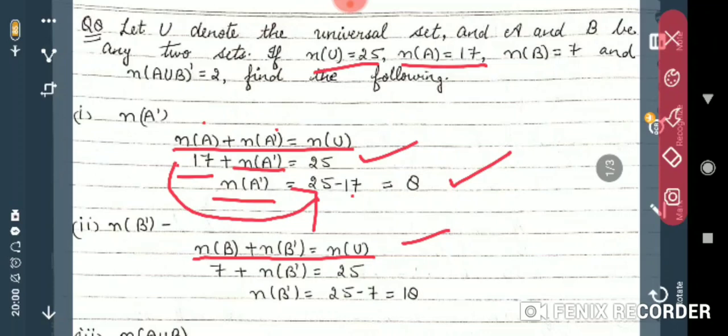Understood? Now the next question, you have to find n(B complement). Similarly, n(B) plus n(B complement) equals n(U). When you add both these, you will get the universal set. So n(B) is given as 7, n(B complement) you have to find out, and n(U) is given as 25. So n(B complement) equals 25 minus 7. Similarly, 7 is positive, and when it shifts from left to right, the sign will change and become negative. So you subtract 7 from 25 and you will get 18.